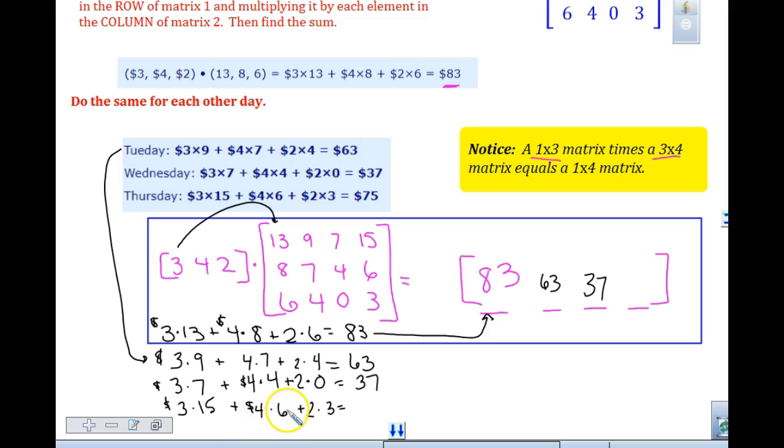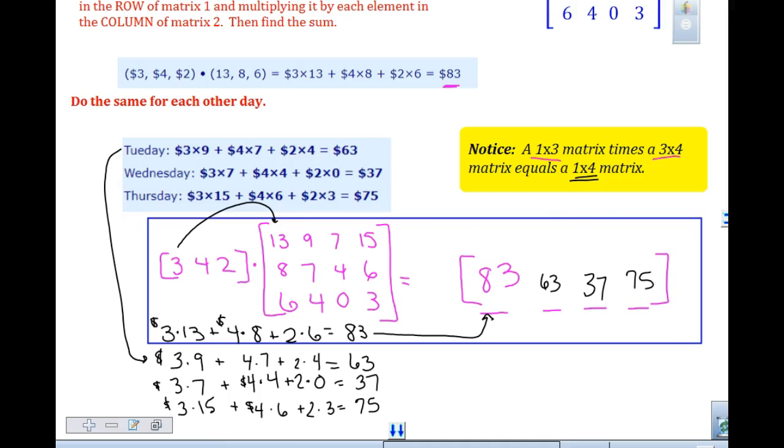So again, 30 plus 24 plus 6. And I don't care if you use your calculator, not 30, 45 plus 24 plus 6. Use your calculator, do it in your head. 75 for our answer. Okay? So we started with a 1 by 3. We multiplied it by a 3 by 4, and our answer was 1 by 4.